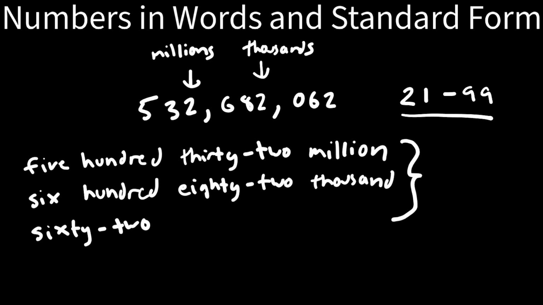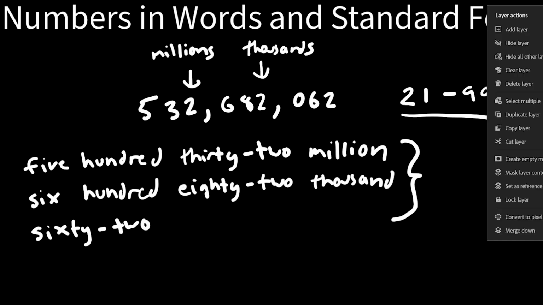Now, I split it up into 3 parts. You could write this all in one line, but I just did it because there wasn't enough room on the screen. So altogether, it'd be 532,682,062. It's also important to note that in between each line that I wrote, you need commas. So after 532 million, you'd have a comma. After 682,000, you'd also have a comma there.